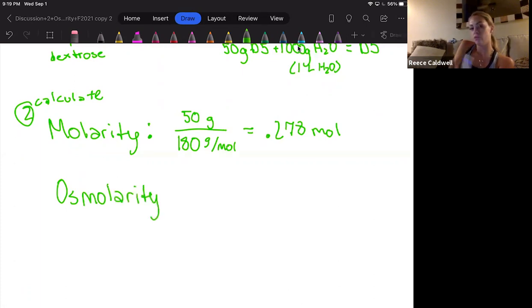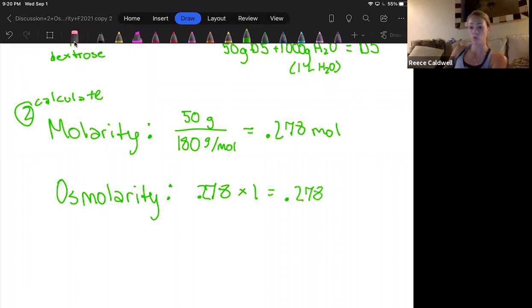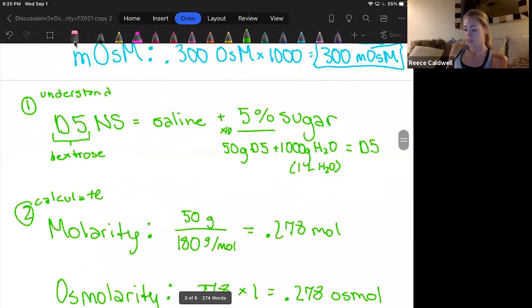And how do we move from moles to osmoles? We multiply by the dissociation factor. And what's the dissociation factor for glucose? 1. So we're going to get the exact same thing here, except now we are in terms of osmoles or osmolarity or osmotic terms.